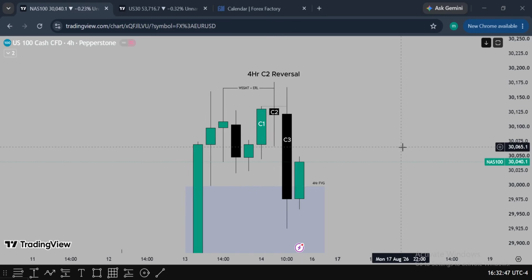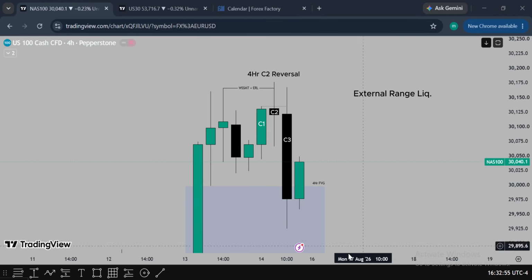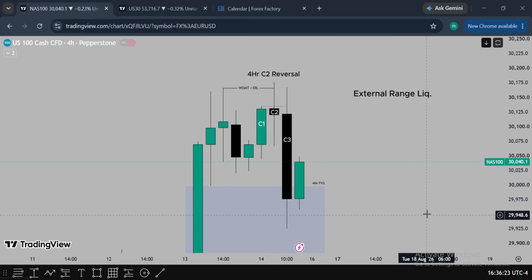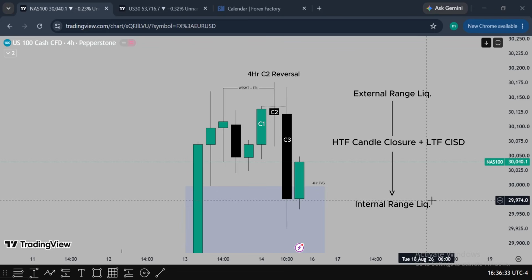So on the 4-hour time frame, price took previous day high, which is our external liquidity, and also formed a 4-hour reversal candle to closure. So if you can confirm the bearish weekly sequential SMT and the 4-hour reversal candle to closure with lower time frame changing state of delivery, our next draw on liquidity is going to be interrange liquidity, which is the 4-hour fair value gap. To confirm our 4-hour candle to reversal closure, we are going to go to the 50-minute time frame.